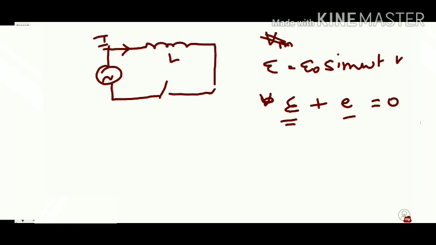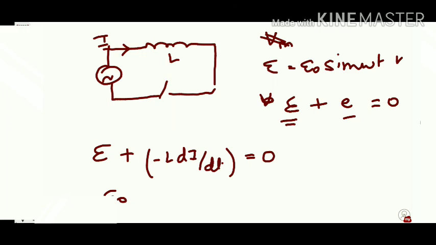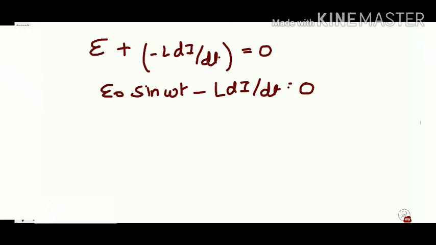Now this E, let's say it is E. Now what is the induced EMF? It is minus L di by dt, right? So minus L di by dt is equal to 0, right? This much is clear, right? Now what is E? We have written it as E naught sine omega t, minus L di by dt is equal to 0, right? Simple, right? Now let's change the expression, guys.